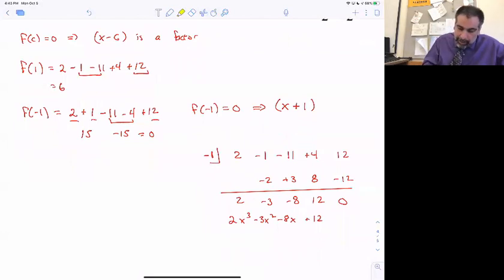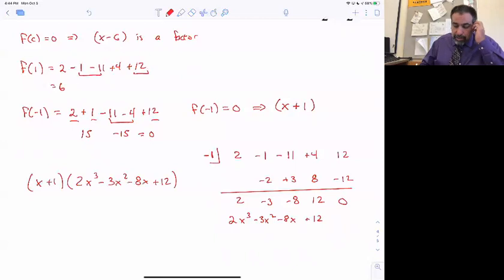Okay, I know that one factor is going to be, and I'll just write it over here, x plus 1. I know another factor is 2x cubed minus 3x squared minus 8x plus 12. So now the next thing that I want to do is continue with this, because I would like to factor this one even further. So the idea is, can we factor that a little bit further?